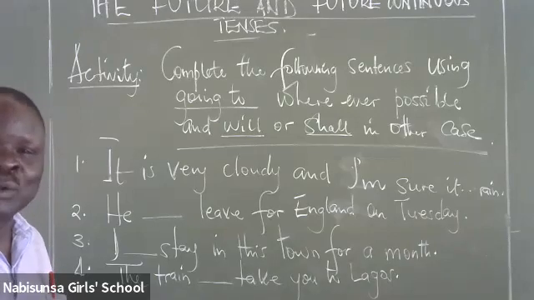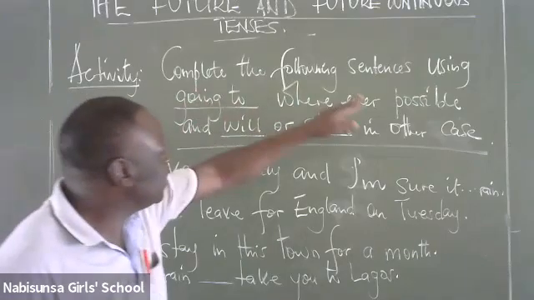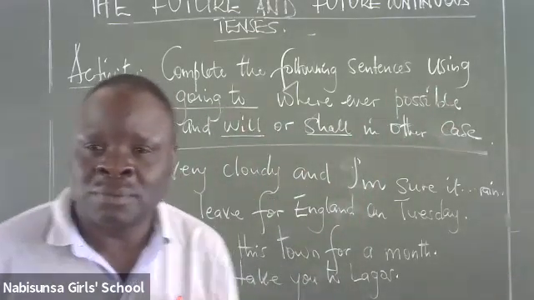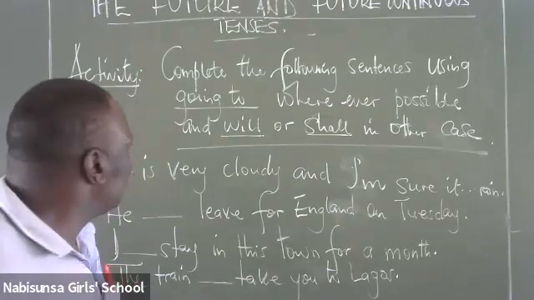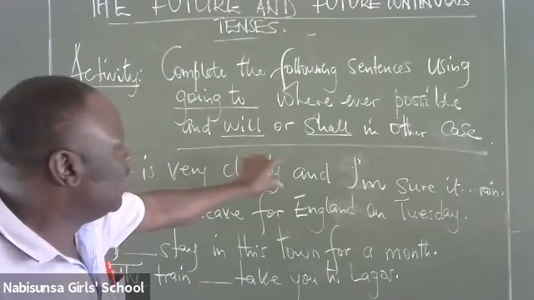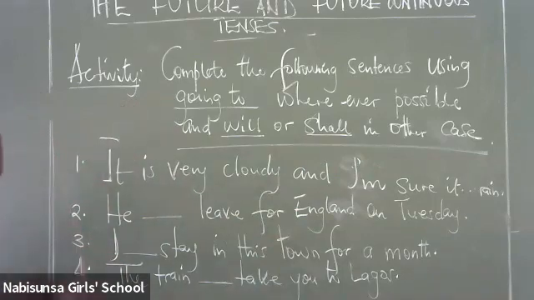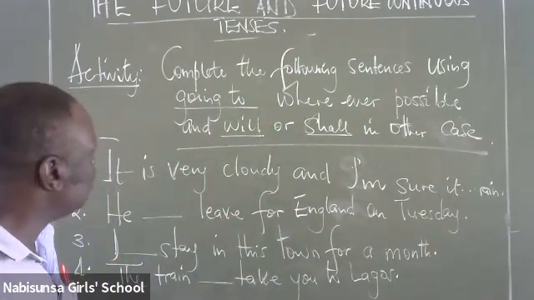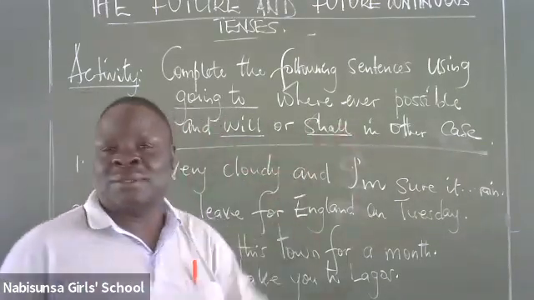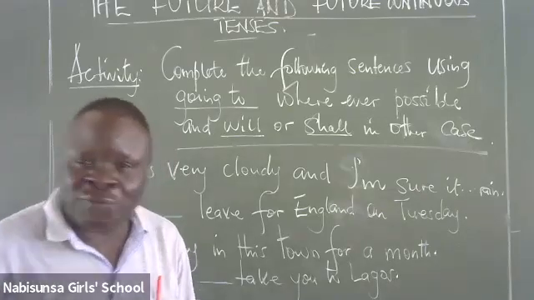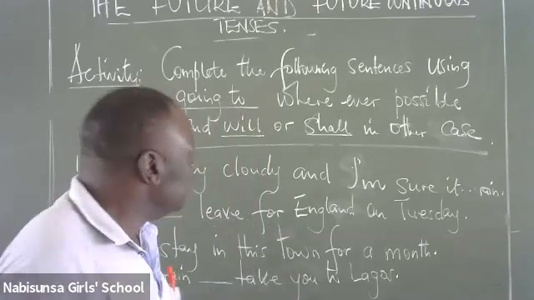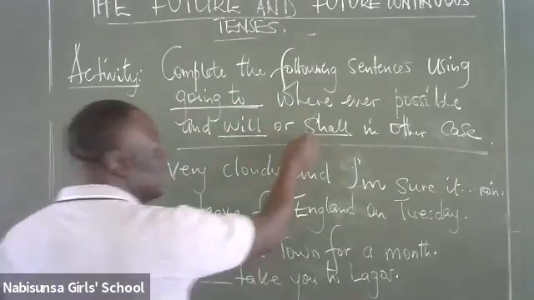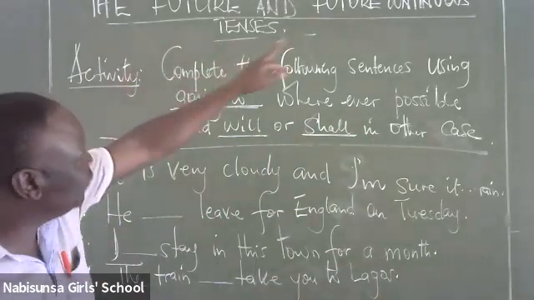Now let us see. Let us go back to the instructions. Now complete the following sentences using going to wherever possible. What does that mean? That you have three alternatives. You have going to, you have will, and you have shall. We have 4 sentences. Can you look at them and see where am I going to put going to, where am I going to put will, and where shall I put shall? Now you go back to the notes we had, if you were noting down very well. In the notes, when do we use going to? When do we use will? When do we use shall? That's what we looked at, the future and the future continuous tenses.